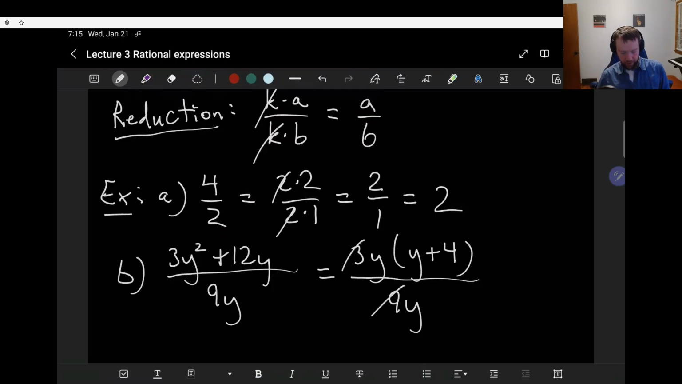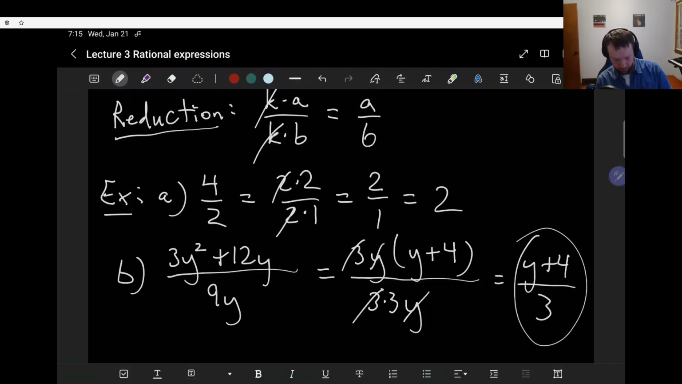Now we have a little canceling here. We can rewrite 9 as 3 times 3 and cancel off one of those 3's. And look at that, y cancels as well. So don't forget about that 3 that still remains there. And that's all the reduction we can do.